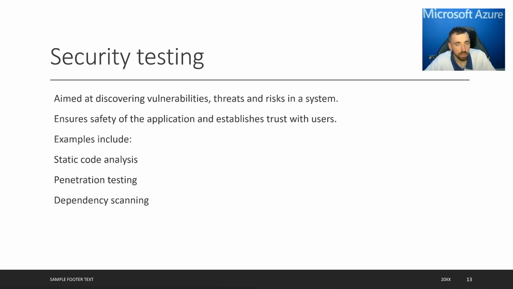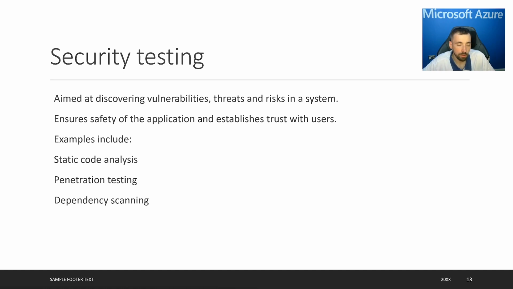Then we've got security testing, and of course security is key to our application, and we should be thinking about security through all of these phases in the application lifecycle. So security testing as a category is aimed at discovering vulnerabilities, threats, and risks in a system. It ensures the safety of the application and establishes trust with the users. So examples include static code analysis. This might be with a solution such as SonarQube.